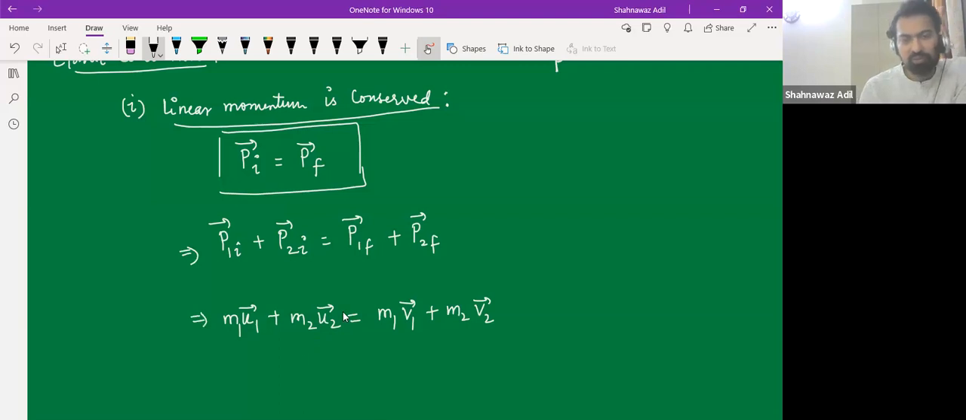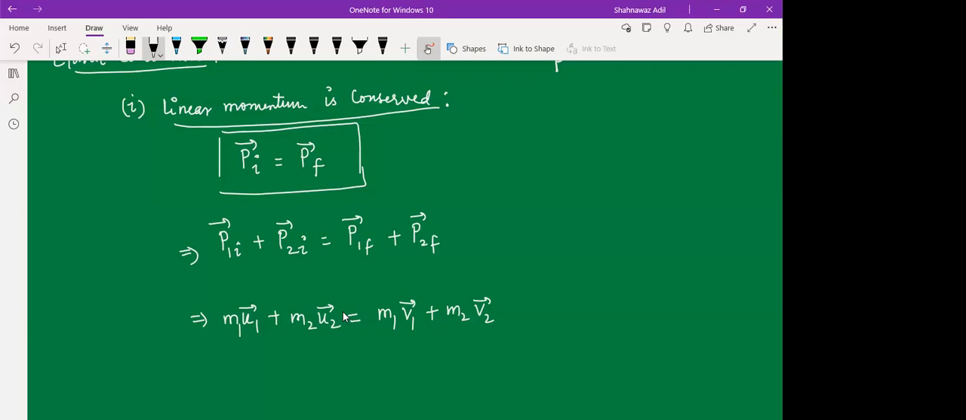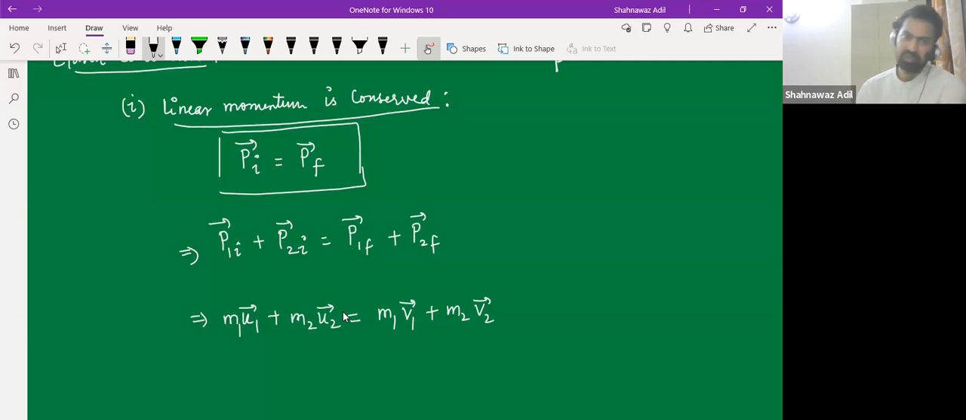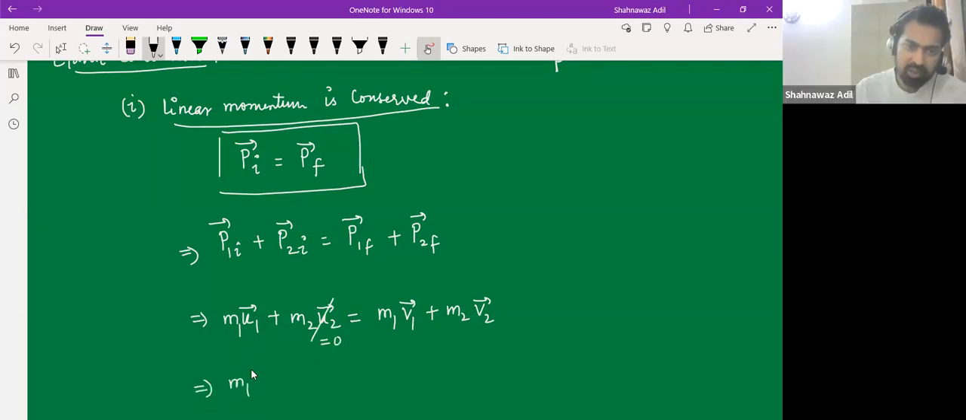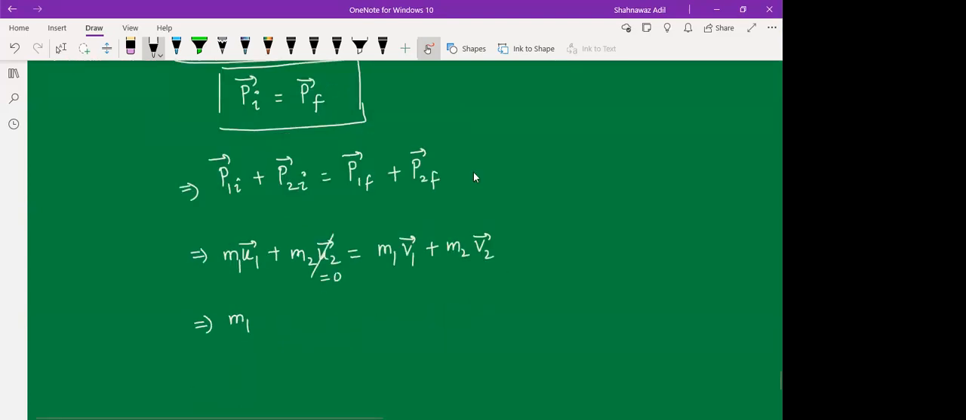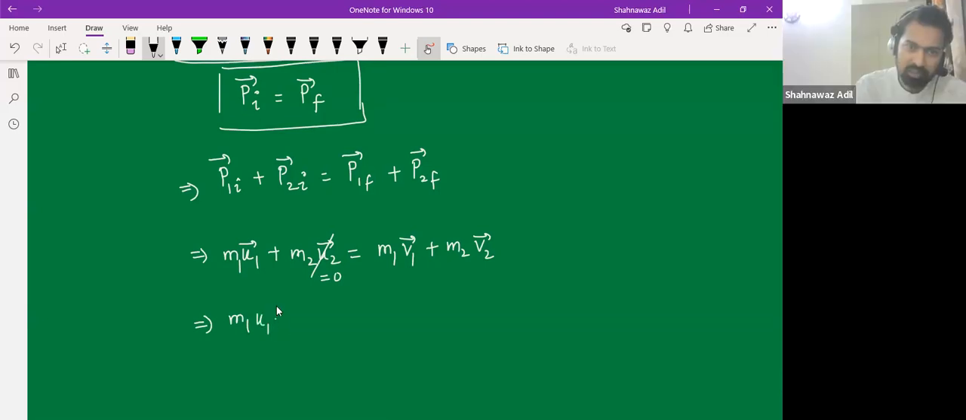So then what is U2? I'm not talking about the common part. How much is U2? Zero, that is right. This is zero. And how much is U1 vector? U1 I cap. Absolutely right. So this is U1 I cap.